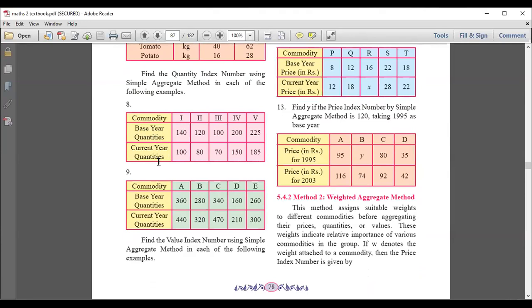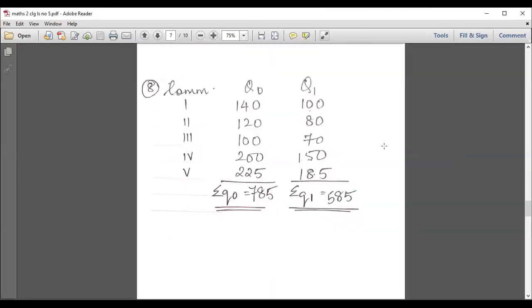Just keep the formula in mind. Don't write P everywhere. P01, P1, P0. Read the question very carefully. Only after that can you start with the sum. Okay. So again, resuming back to the solution page. Just give me 2 minutes. Here. So we are back on the page. Commodity 1, 2, 3, 4, 5. Q0, Q1. So same pattern we'll follow. Total of Q0. Total of Q1.